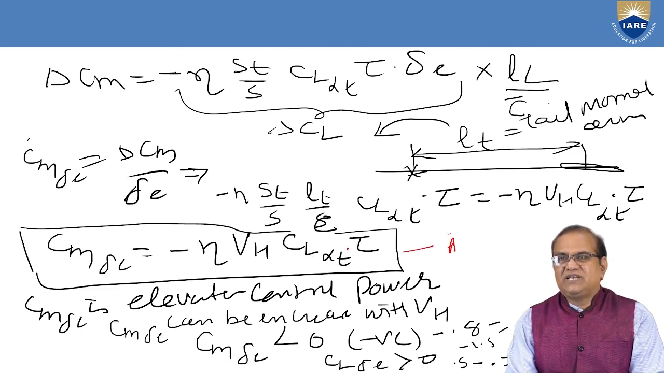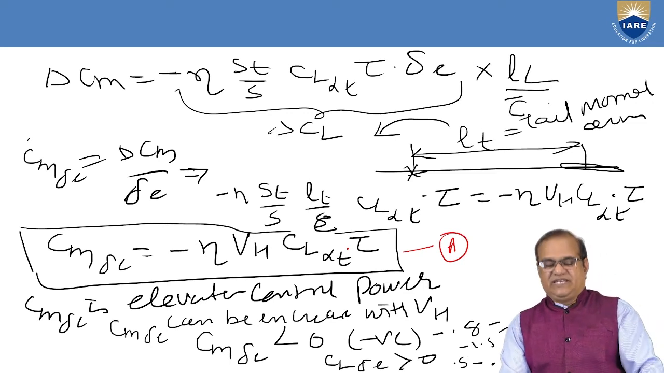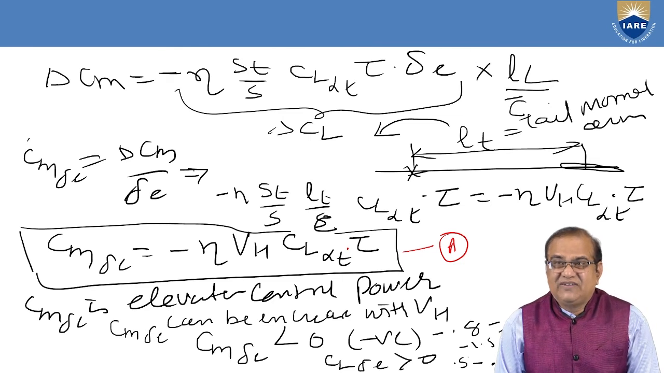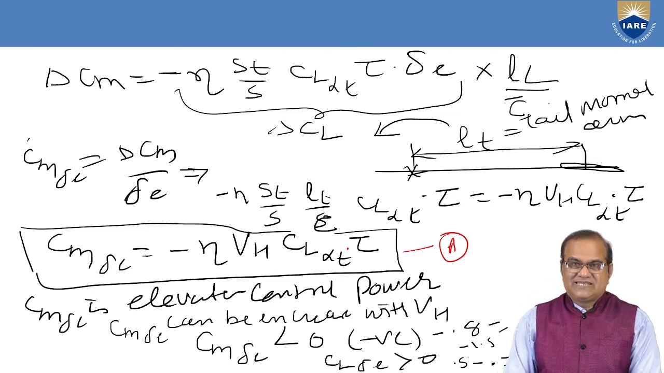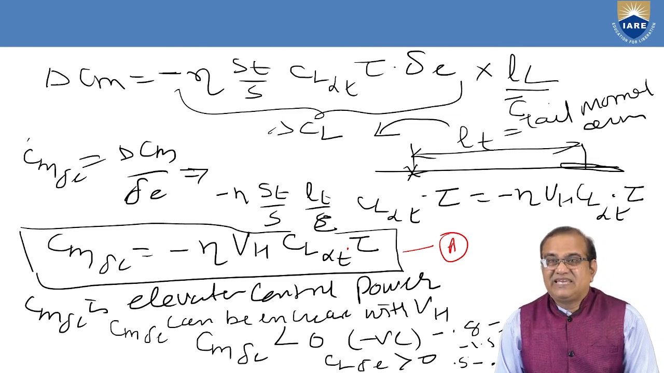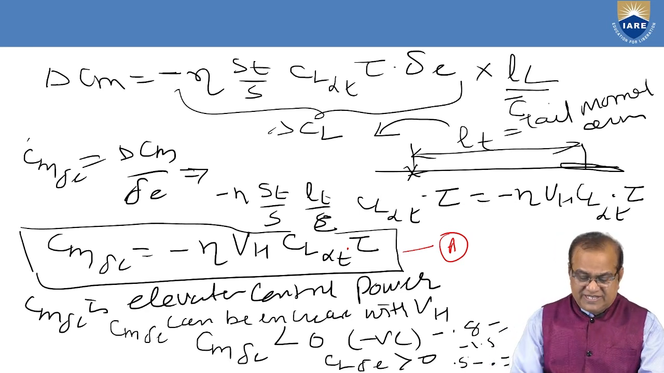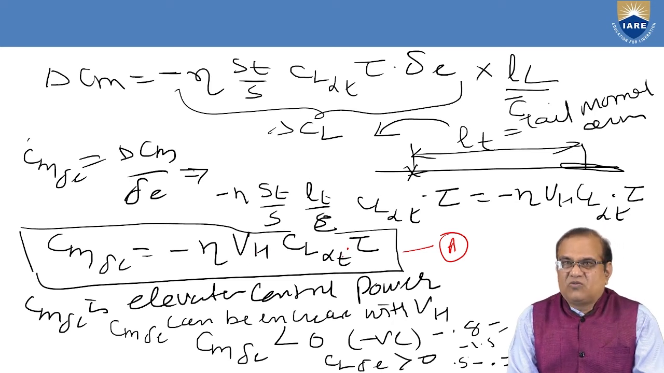So this is the equation for Cm delta E. Cm delta E is called the elevator control power. Cm delta E can be increased with VH. So how do we increase this control power? By this VH or by the tau.